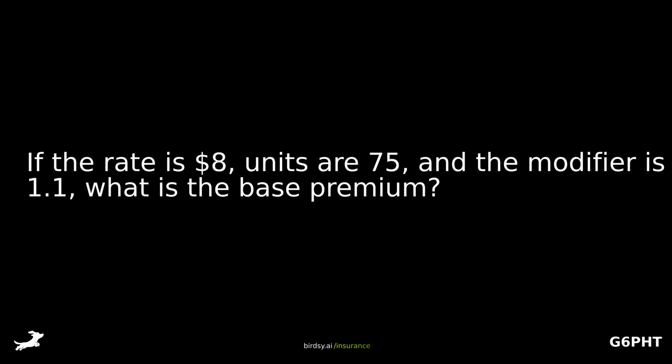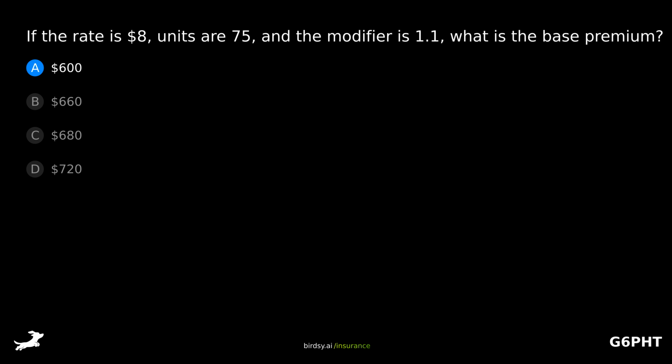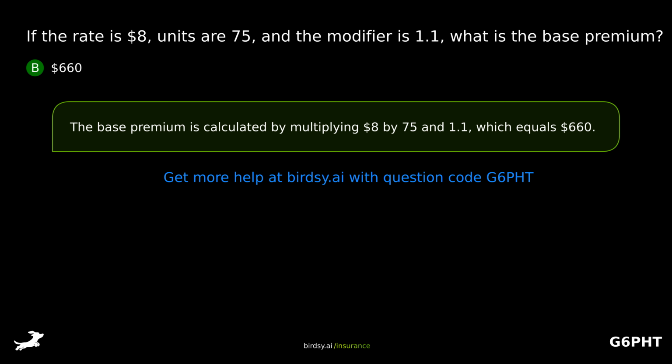If the rate is $8, units are 75, and the modifier is 1.1, what is the base premium? Is it A, $600, B, $660, C, $680, or D, $720? The answer is B, $660. The base premium is calculated by multiplying $8 by 75 and 1.1, which equals $660.